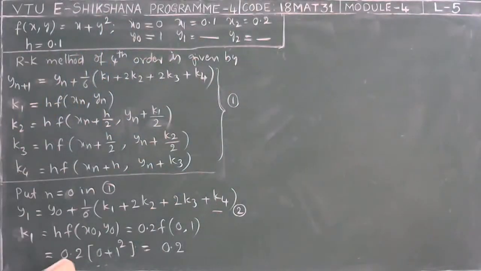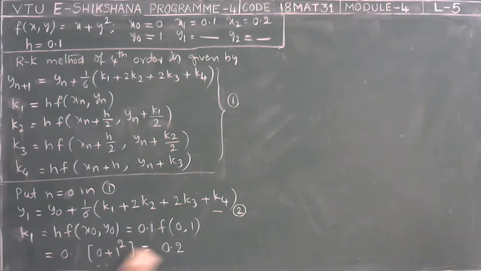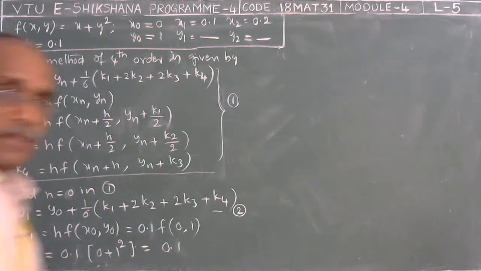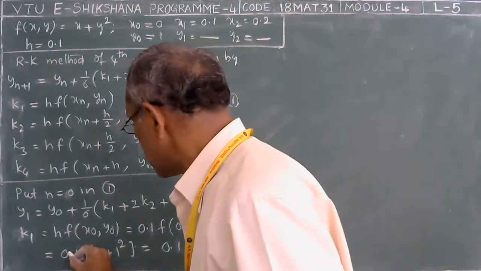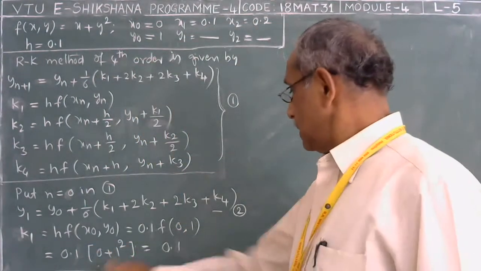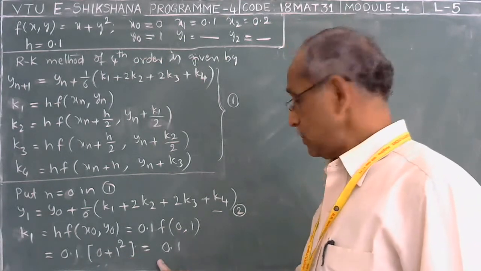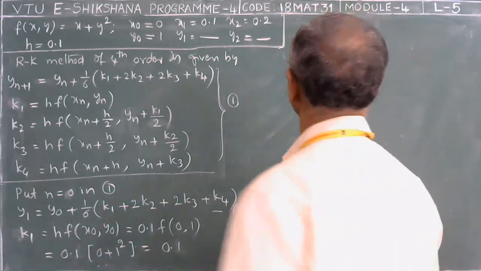H is 0.1, sorry. H is 0.1 in this problem. The previous problem, H was 0.1. So 0.1 into x plus y square, 0 plus 1 square is equal to 0.1. This is 1 into 0.1 is 0.1. So k1 is 0.1. Now K2.